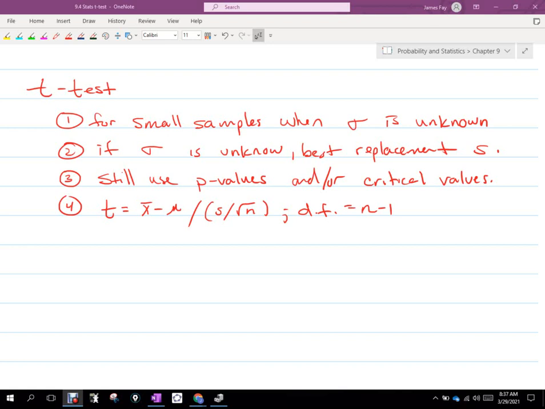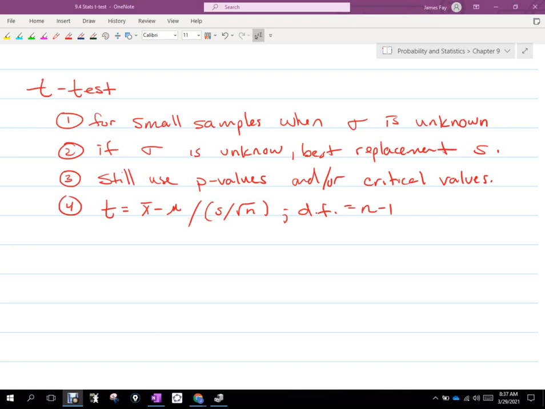Remember, a T test differs from a Z test. A T test is necessary when the sample is small and sigma, or the population standard deviation, is unknown. If the population standard deviation is unknown, then the best replacement for it is S, which is the sample standard deviation. Still going to use p-values, still going to use critical values, and you still use them in the exact same manner that we did with the Z distribution.